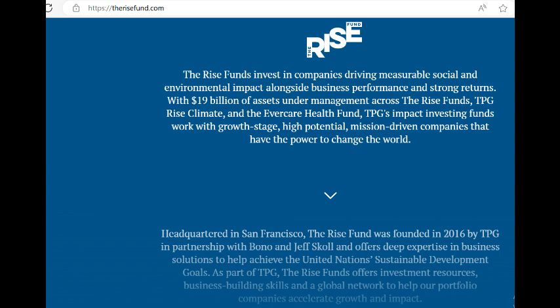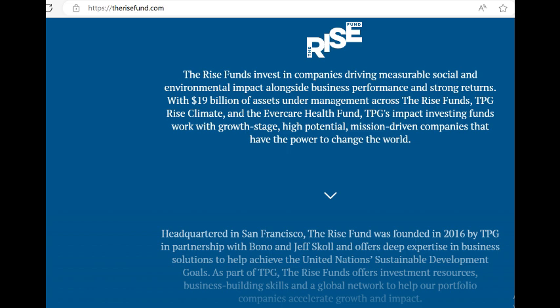Then we have the Rise Fund. The Rise Funds invest in companies driving measurable social and environmental impact alongside business performance and strong returns. That sounds like funding takeover. With $19 billion of assets under management across the Rise Funds, TPG Rise Climate and the Evercare Health Fund, TPG's impact investing funds work with growth stage, high potential, mission-driven companies that have the power to change the world. There's a lot of empty words there, but they do actually mean something. They are funding takeovers, essentially.